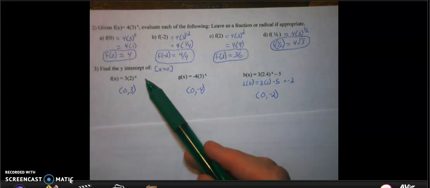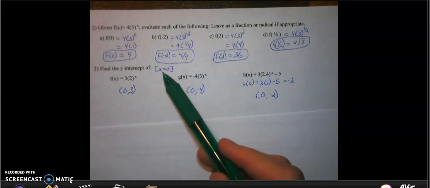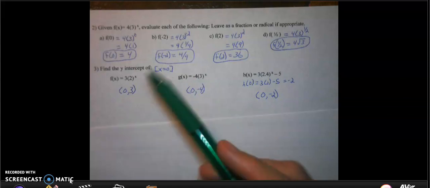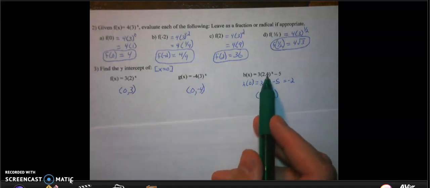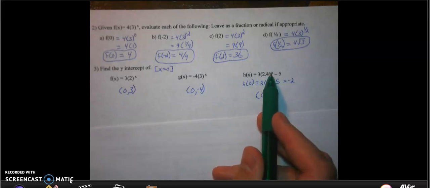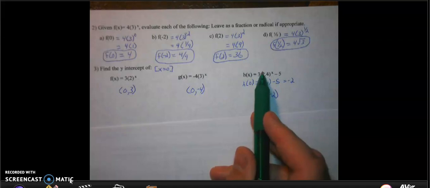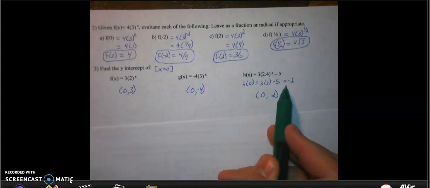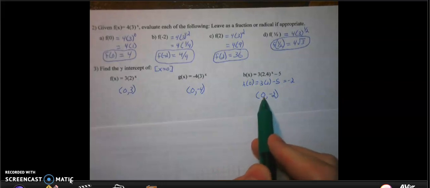And then in number 3, the y-intercept always occurs when x equals 0. So all you're doing is putting 0 in. So if you look at, just say the last one, 2.4 to the 0 is 1, because any non-zero number raised to the 0 will be 1. Times 3 will give you 3. Subtract 5 will give you -2. So the y-intercept is at 0, -2.